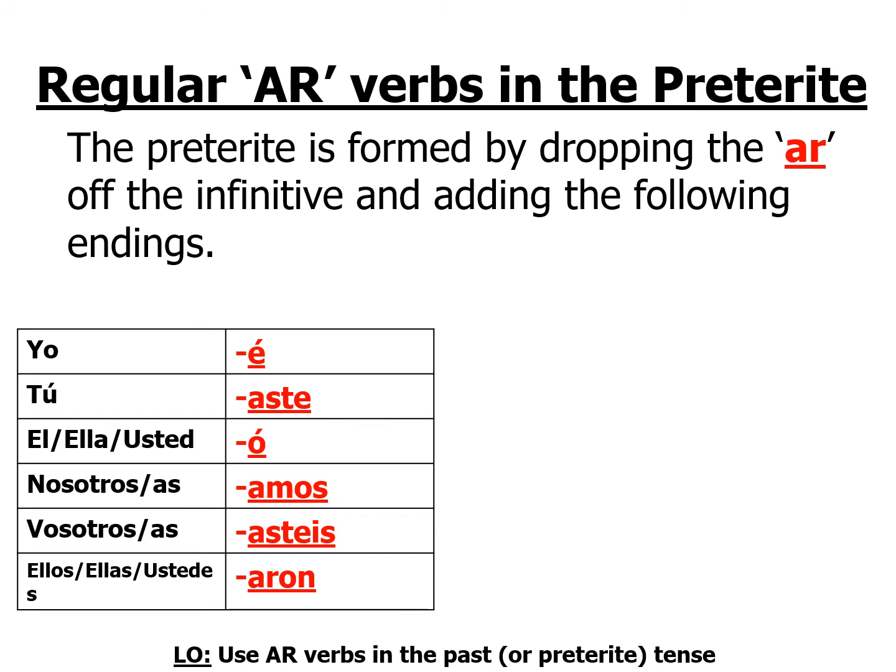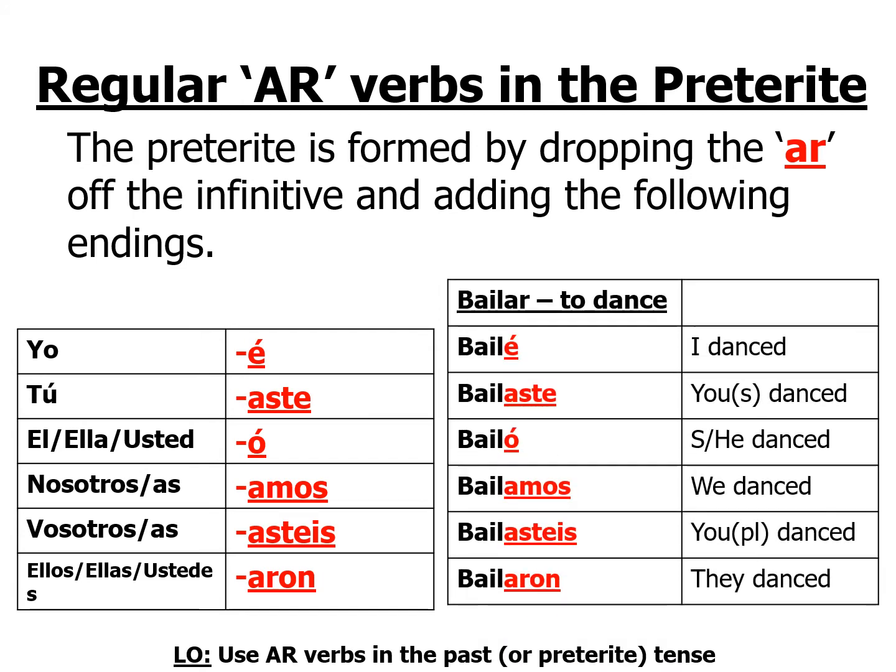Let's look at them in the context of another verb. So here is my example. I'm going to use the verb bailar, to dance. If I follow my rules, I remove the AR from the end to leave the stem. My stem in this instance is B-A-I-L, bail. And to that, I add the endings for the correct pronoun. So to say I danced, I add the é to my stem, bail, to create bailé.